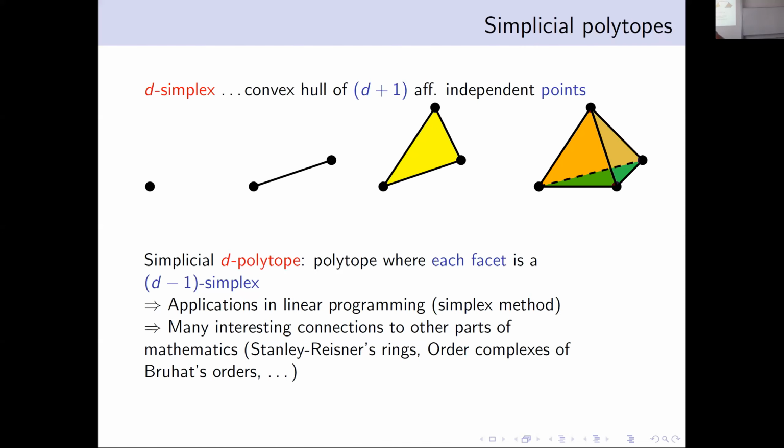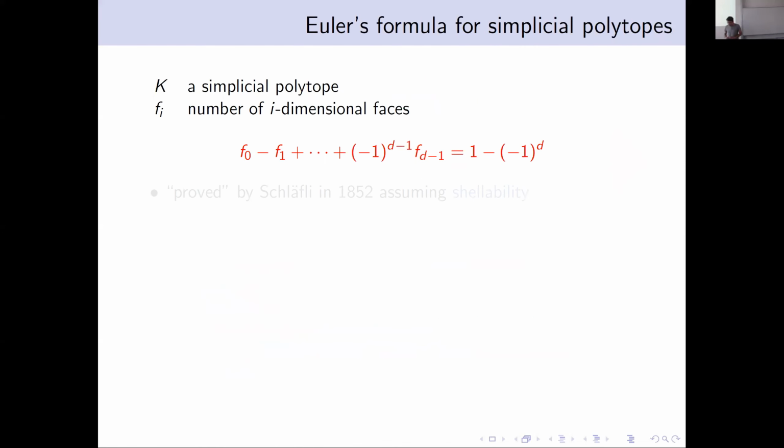So no worry. And let me now show you what we can say about the simplicial polytopes. So if K is a simplicial polytope, let Fi denote the number of i-dimensional faces. So F0 is the number of vertices, F1 is the number of edges, F2 is the number of triangles, and so on. And now we would like to have the Euler's formula. And the Euler's formula in this generality has the following form, which you can see on the slide.